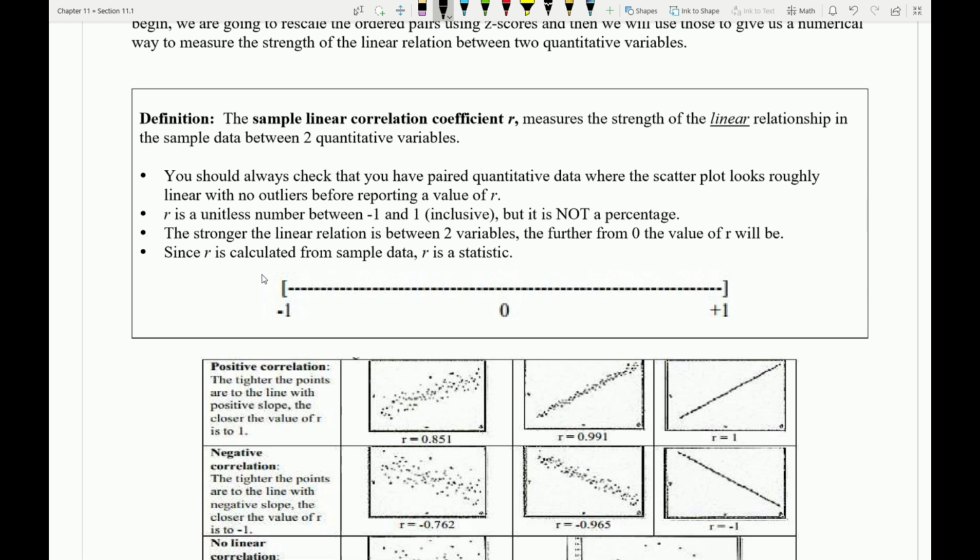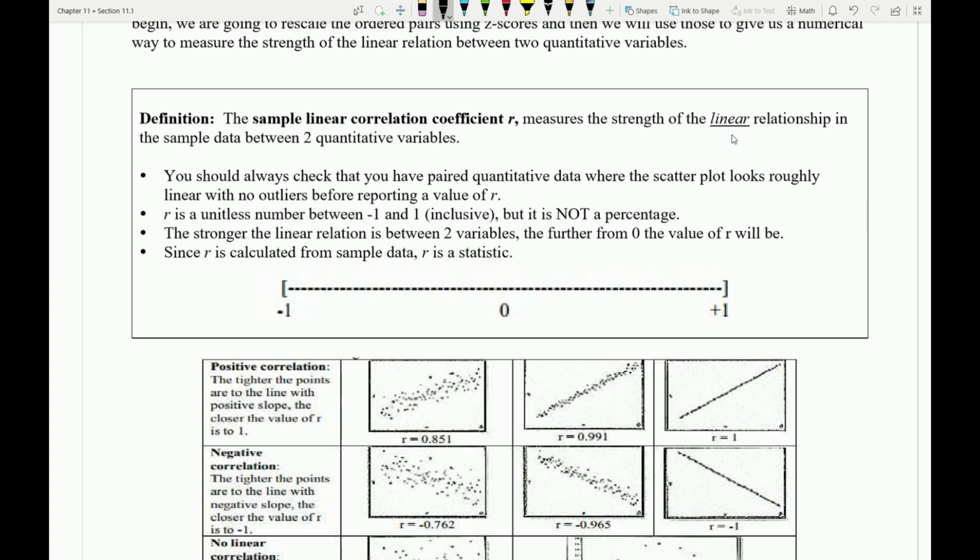But what we're going to be looking at here is a value that we refer to as the sample linear correlation coefficient. It's just denoted by the symbol R. This symbol is going to be of extreme importance for us in this section and the rest of the chapter, because it is going to be a number that helps to measure the strength of a linear relationship between two quantitative variables.